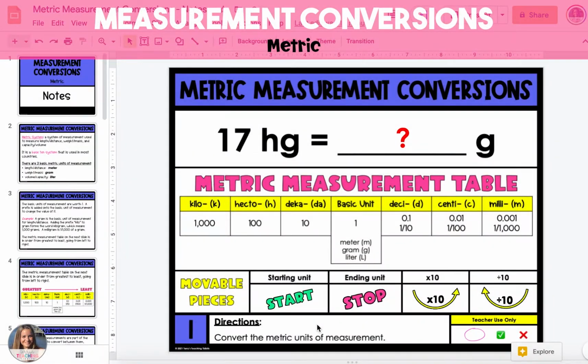In this video, I'm going to show you how to convert metric units of measurement. In the first example, we're going to convert 17 hectograms to grams.